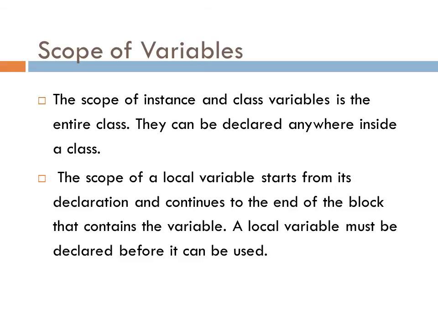Scope of variables. The scope of an instance and class variable is the entire class. So if we create a variable inside a class, that class variable can be utilized inside the total class. They can be declared anywhere inside the class. The scope of a local variable starts from its declaration and continues to the end of the block. The local variable starts its lifetime when we create it inside a block. When the control comes out of that block, the variable's lifetime automatically ends. A local variable must be declared before it can be used.